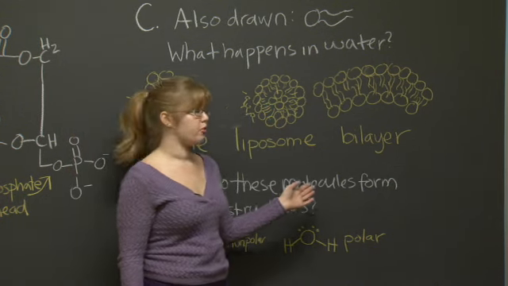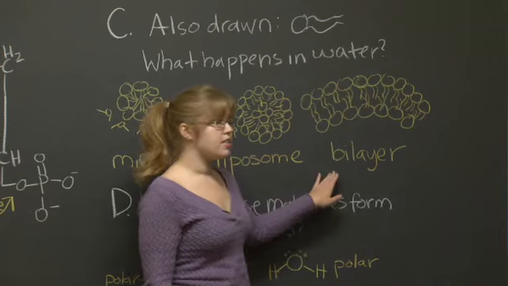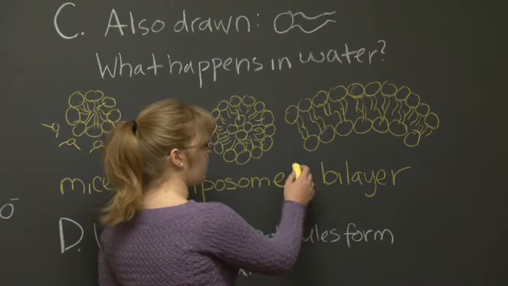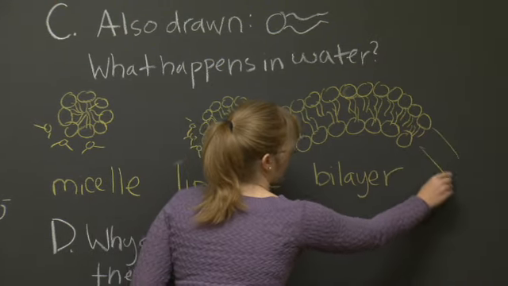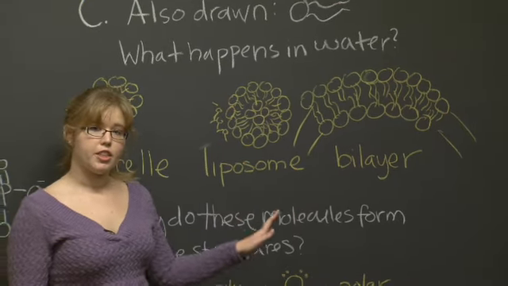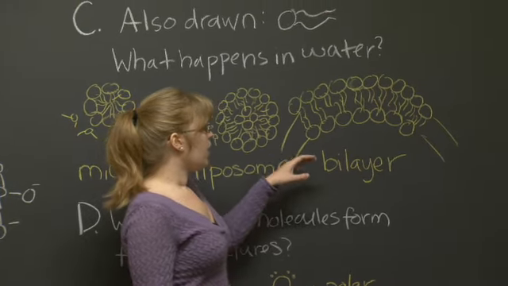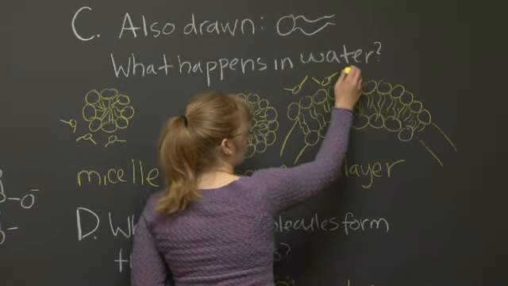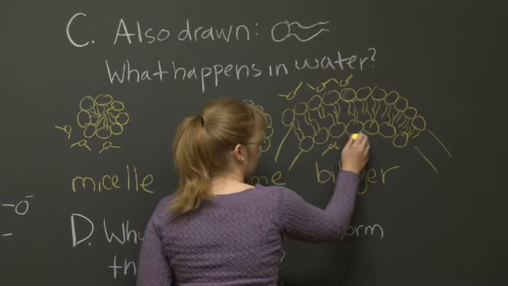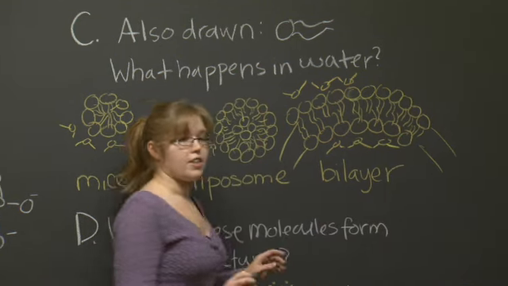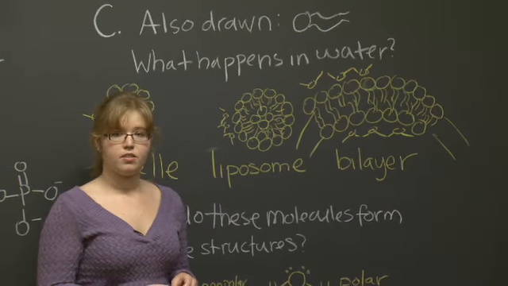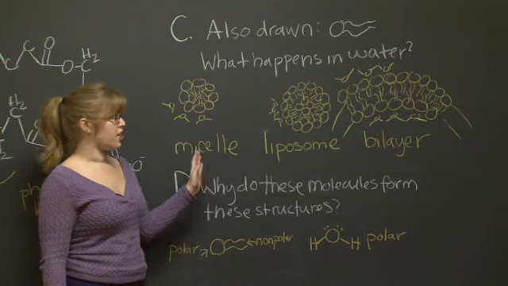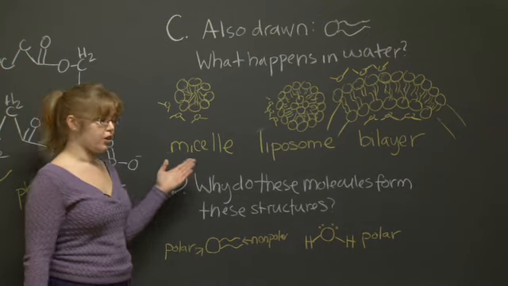The third structure they can form is a bilayer. This is the structure that makes cell membranes, the phospholipid bilayer. This is actually a much larger structure; I've only drawn part of it here. This is where you have water on both sides of it, so you have water molecules out here and on the inside of the bilayer. So those are the three structures that this molecule will form when you drop it into water.